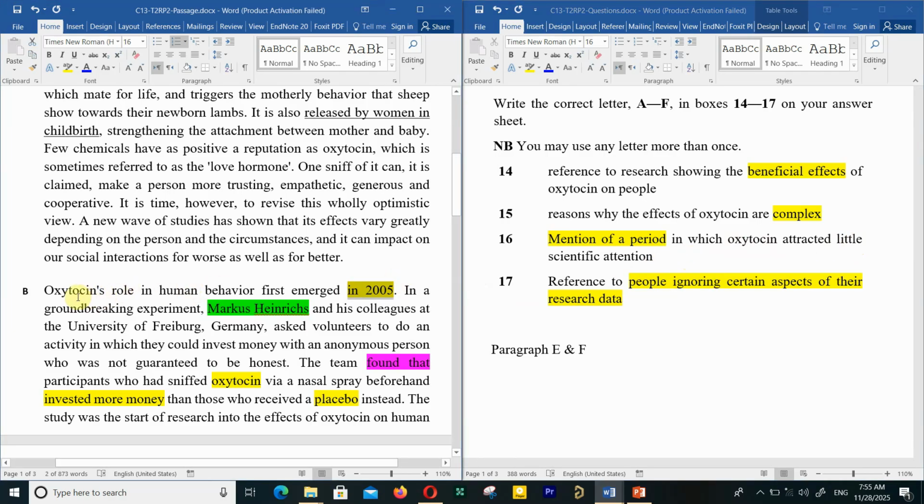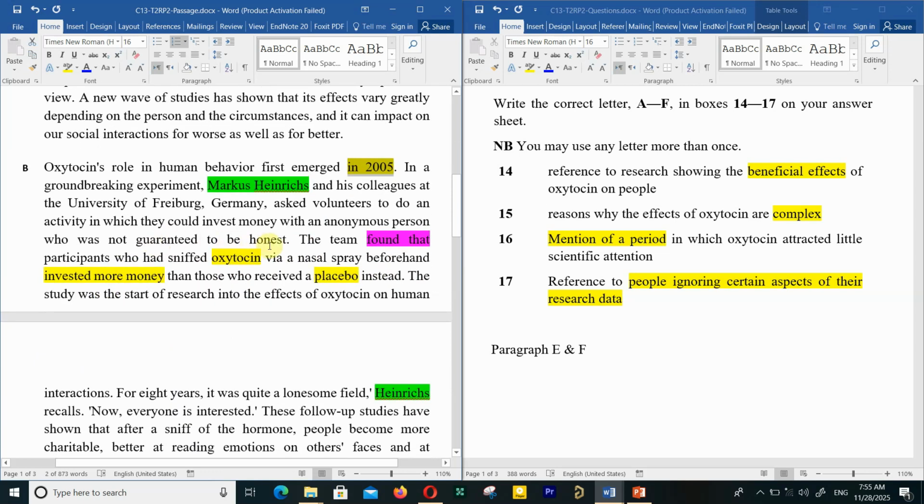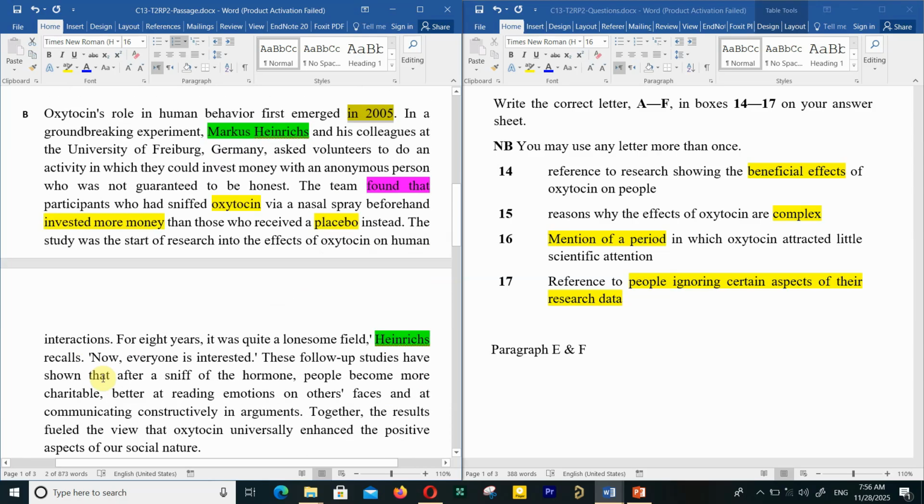Oxytocin's role in human behavior first emerged in 2005, in a groundbreaking experiment, and his colleagues at the University of London asked volunteers to do an activity in which they could invest money with an anonymous person who was not guaranteed to be honest. The team found that participants who had sniffed oxytocin via a nasal spray beforehand invested more money than those who received the placebo instead. The study was the start of research into the effects of oxytocin on human interaction.